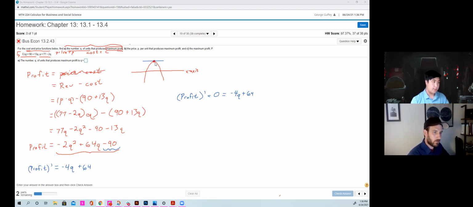Then you would subtract 64 over to the other side. So then you have negative 4q equals negative 64. Then divide out the negative 4. So then you have q equals negative 64 divided by negative 4, which is just 16.